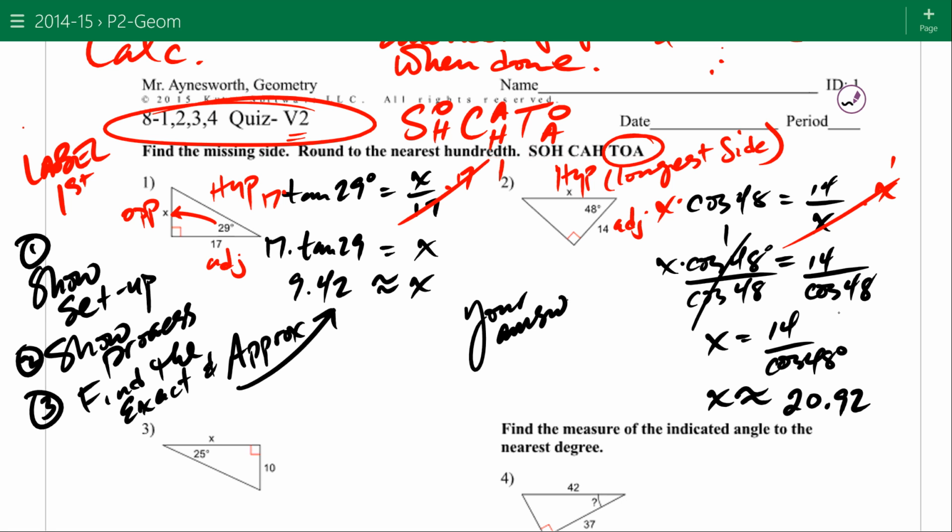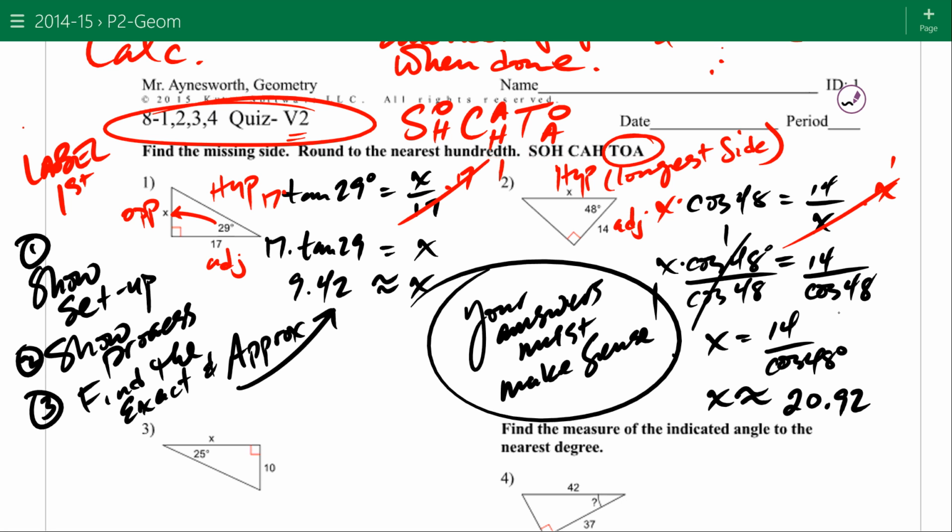Okay, they must make sense. And if they don't, you did it wrong, okay? So keep that in mind. Alright, so let's continue here.